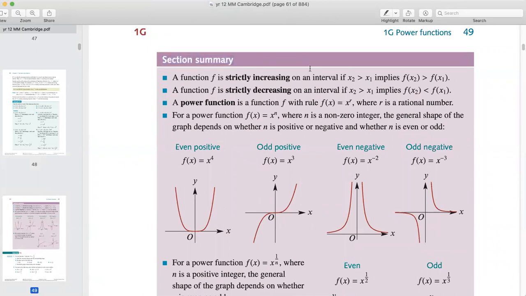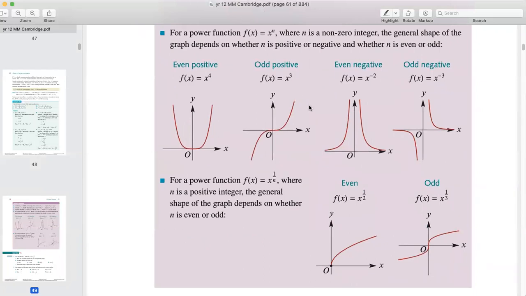So to be honest with all of you, the power function is not that important. I mean, the importance really depends on the question they put in the final exam. So if you don't have enough time, for this part you just need to look at the section summary to understand what is strictly increasing and what is strictly decreasing. And then just know the basic graphs, okay? Then it will be fine.